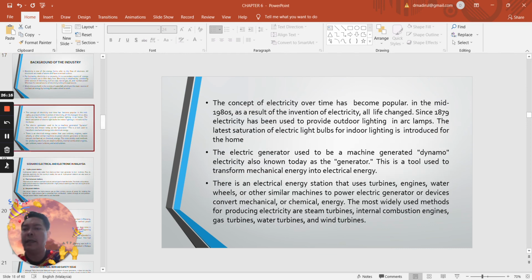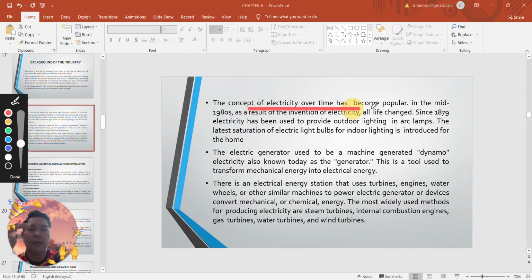The concept of electricity has become popular over time. In the mid 1800s, as a result of the invention of electricity, all life changed. Since 1879, electricity has been used to provide outdoor lighting in arc lamps. And the electric light bulb for indoor lighting was introduced for the home.